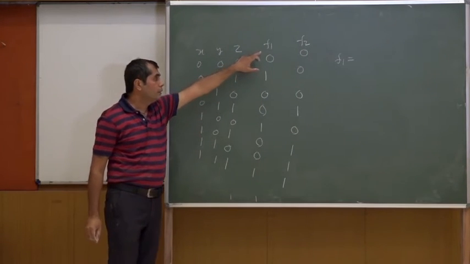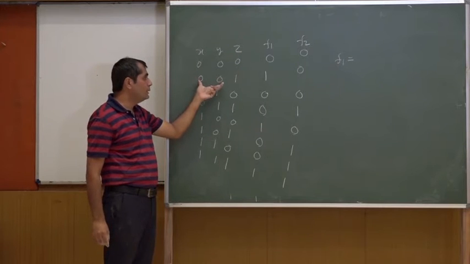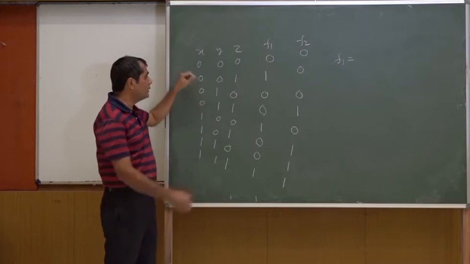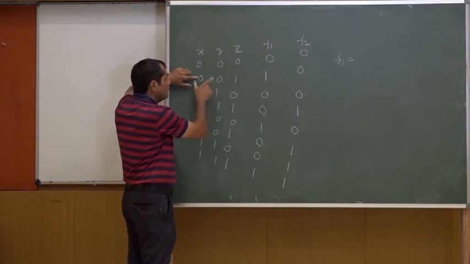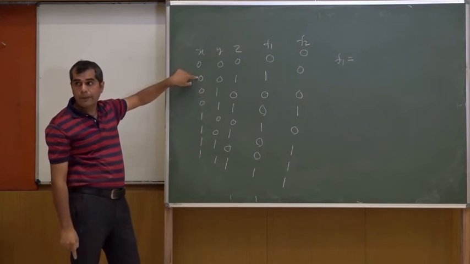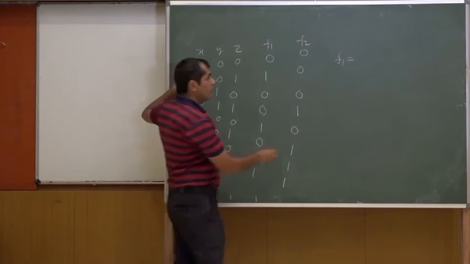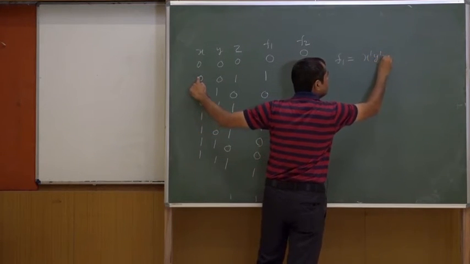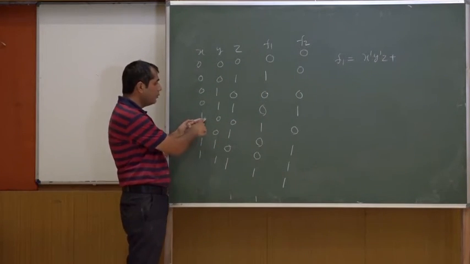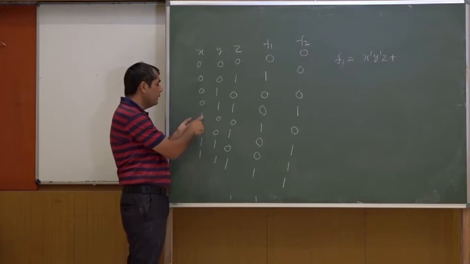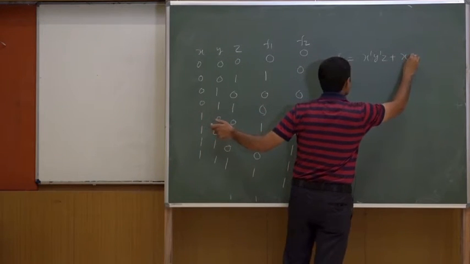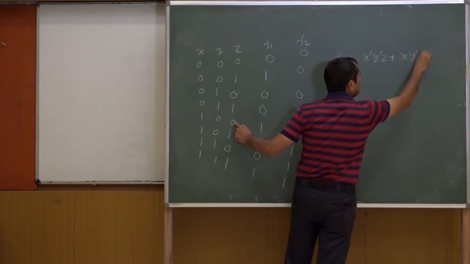I can write f1 by ORing all those min terms which are giving rise to 1. The first min term which is responsible for 1 output is 0, 0, 1. So 0, 0, 1 is basically x bar, y bar, z. So I will write here x bar, y bar, z plus, then I will find the next one in the table. The next one is here, that is for 1, 0, 0. 1, 0, 0 means the min term x, y bar, z bar. So I will also perform the OR operation here with x, y bar, z bar.